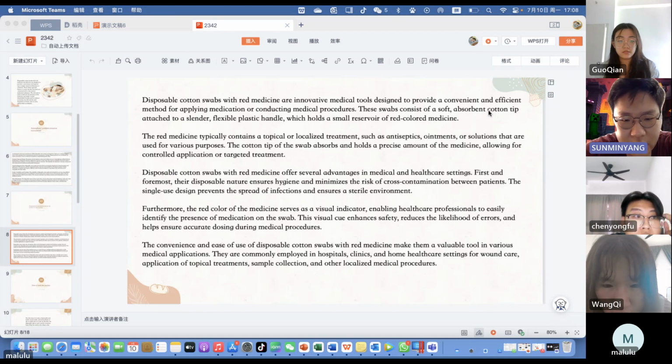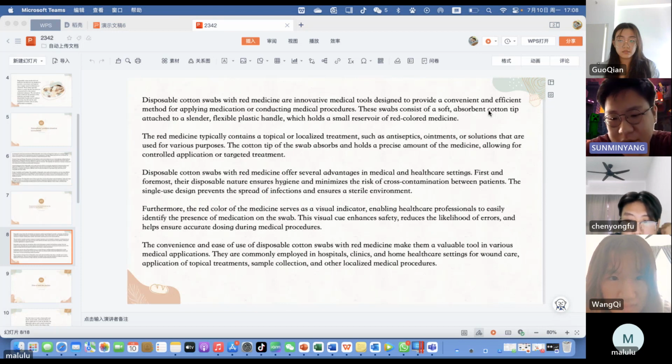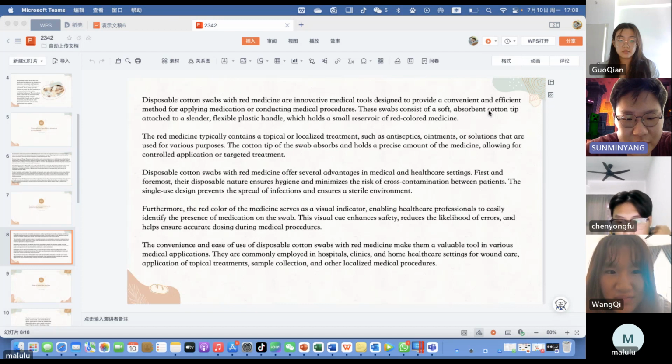Furthermore, the red color of the medicine serves as a visual indicator, enabling healthcare professionals to easily identify the presence of medication on the swab. This visual cue enhances safety, reduces the likelihood of errors, and helps ensure accurate dosing during medical procedures.